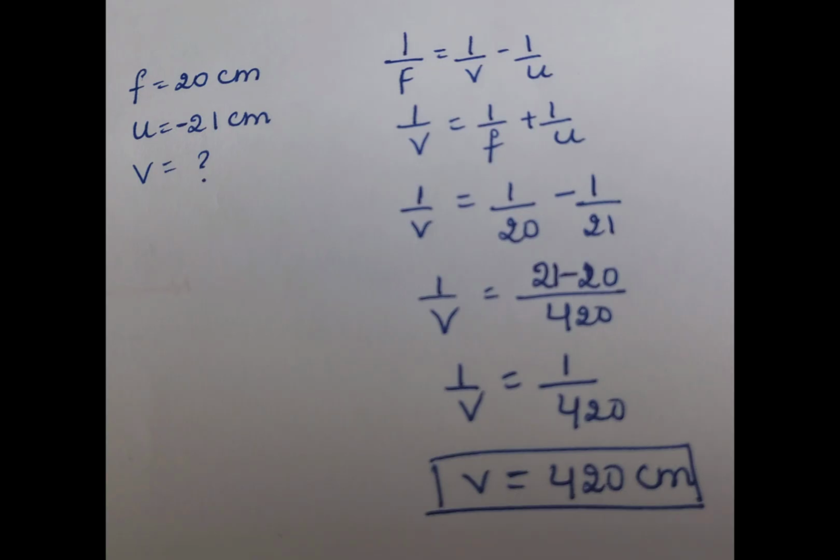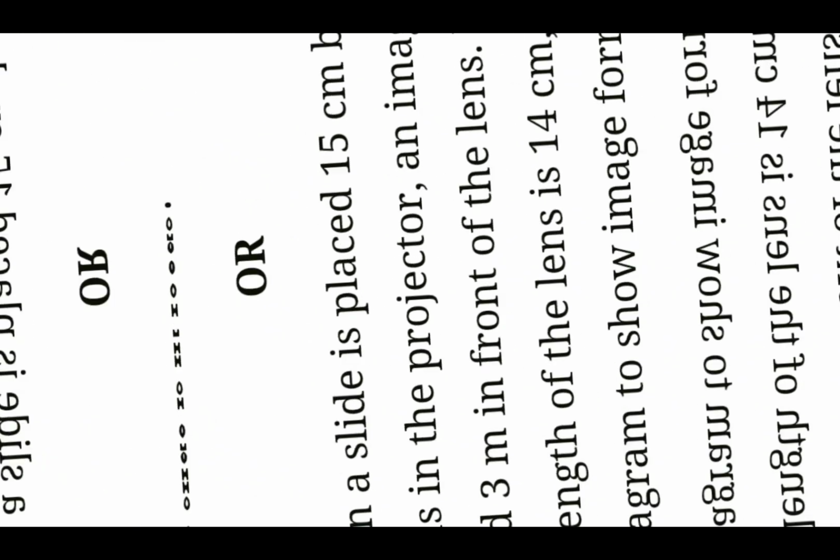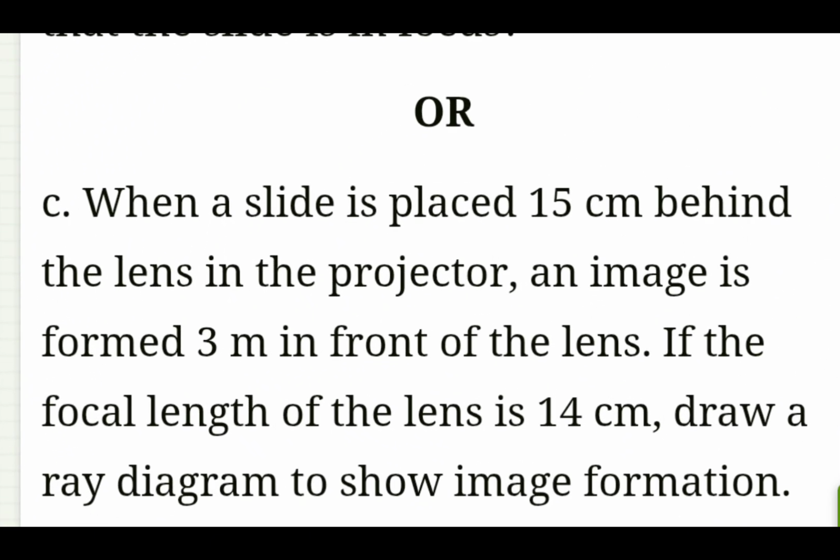Next question. The question says, when a slide is placed 15 centimeter behind the lens in the projector, the image is formed 3 meter in front of the lens. If the focal length of the lens is 14 centimeter, draw the ray diagram to show image formation.